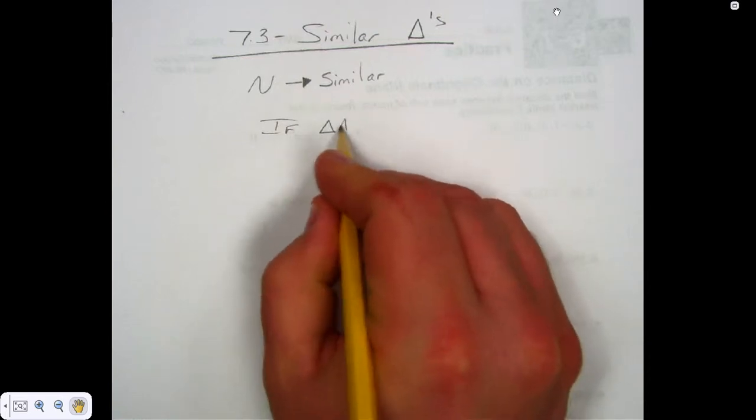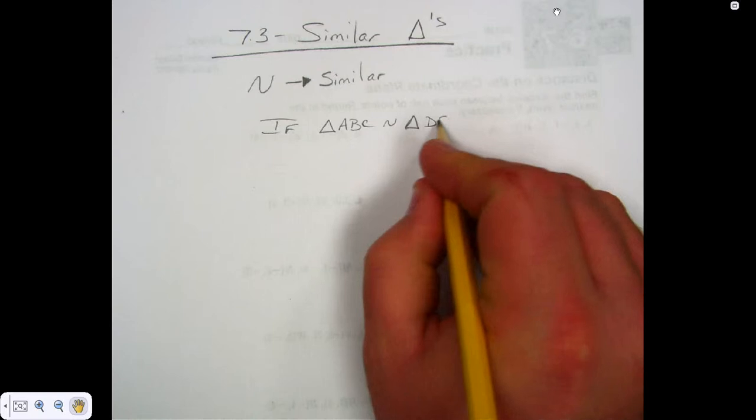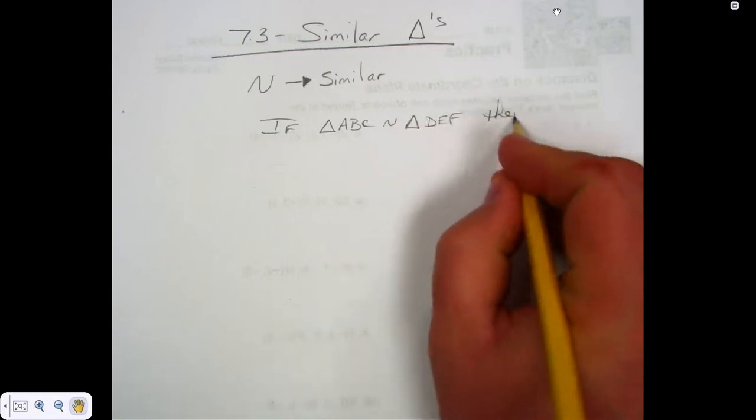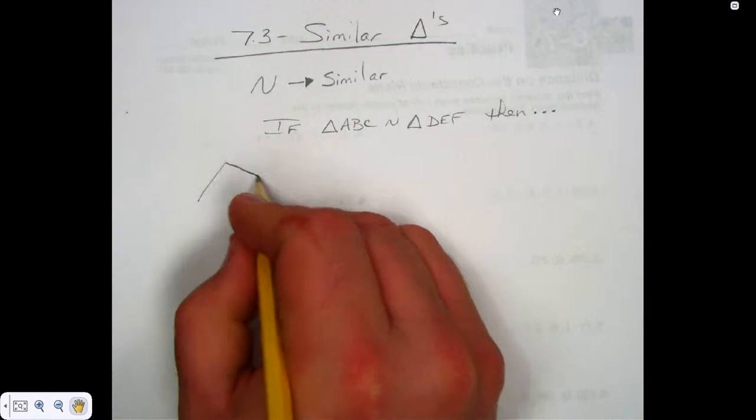If triangle ABC is similar to triangle DEF, then dot, dot, dot. Let's draw a picture here.